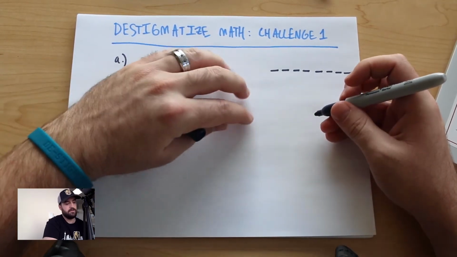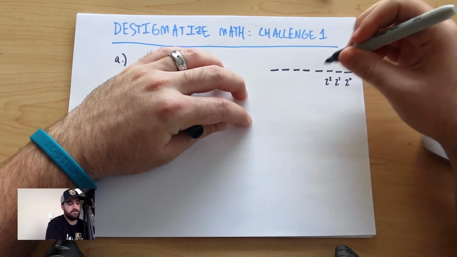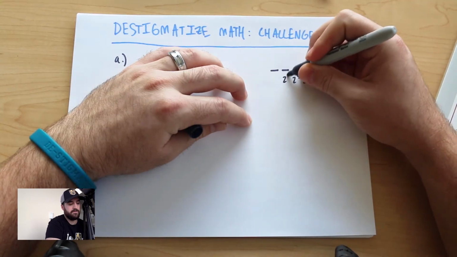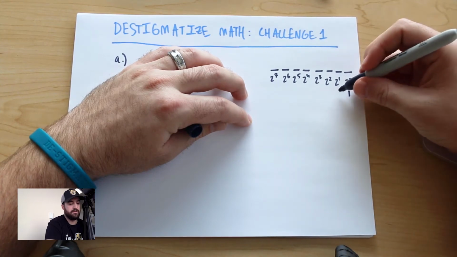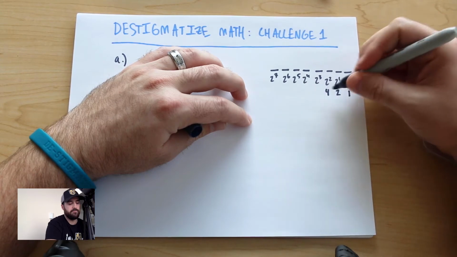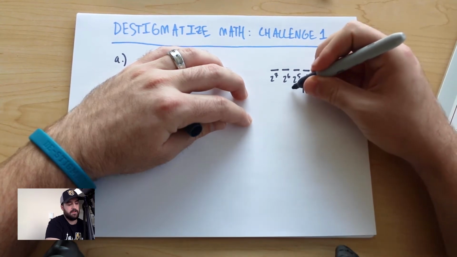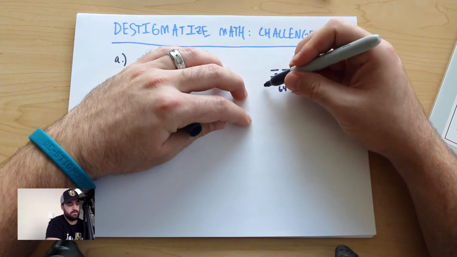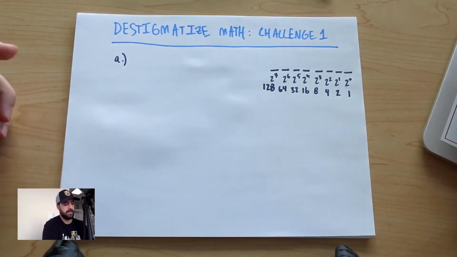If you'll recall, it's 2 to the 0, 2 to the 1, 2 to the 2, 2 to the 3, 2 to the 4, 2 to the 5, 2 to the 6, 2 to the 7. 2 to the 0 is just 1, 2 to the 1 is just 2, 2 squared is just 4, and if you recognize the pattern, they just double. 2 cubed is 8, then 16, 32, 64, and 128. So those are the first 8 places in a base 2 number.